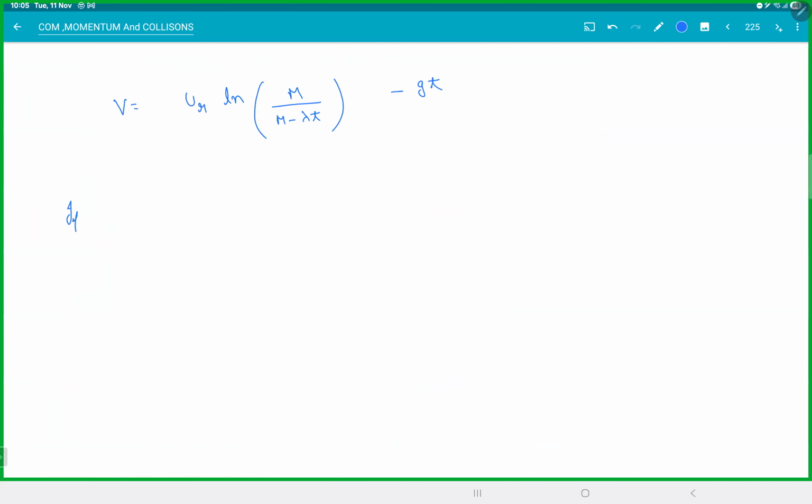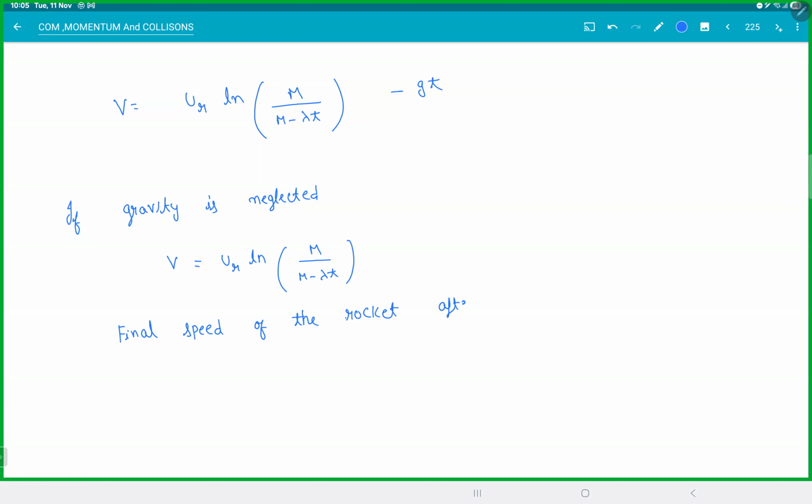So if you neglect gravity, let's say the rockets are in space, if gravity is neglected, then the velocity of the rocket becomes u relative ln M by (m minus lambda t). So finally, when the rocket's fuel gets over, we get the final speed of the rocket after all the fuel is burned.